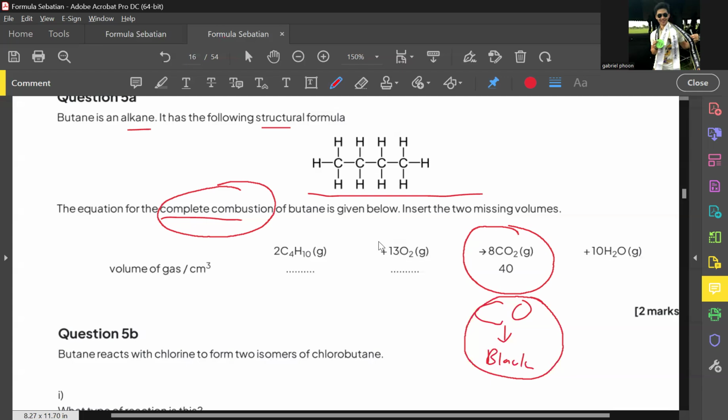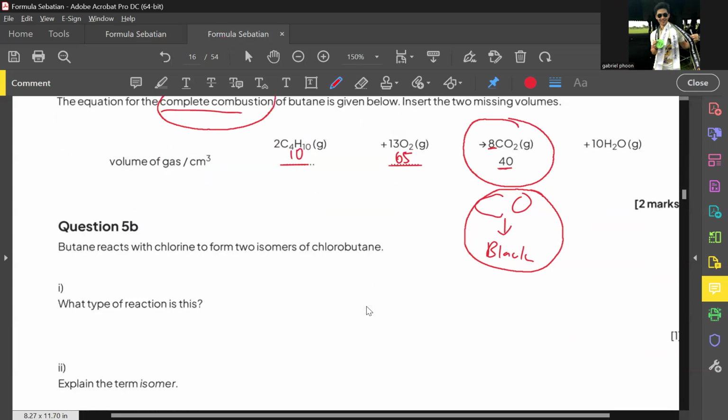Okay, then after that, they ask you to just insert the missing volumes. If 8 moles of carbon dioxide is 40, how many is 2 and how many is 13, ladies and gentlemen? Mathematics time. Good. And 13 should be? Very good. 65. Simple ratio lah. If you can't do this, maths class is on the way.